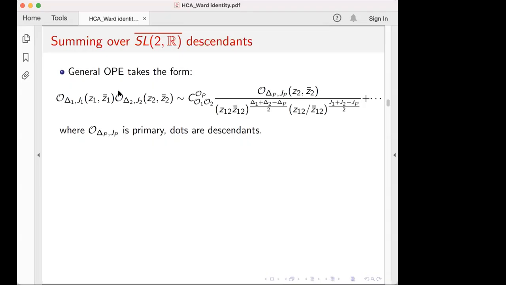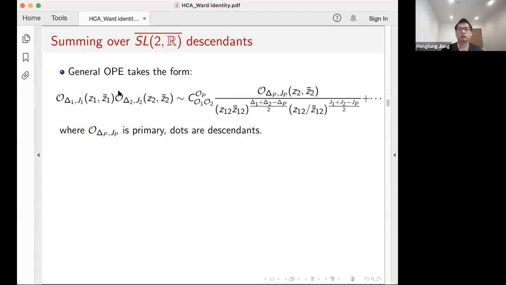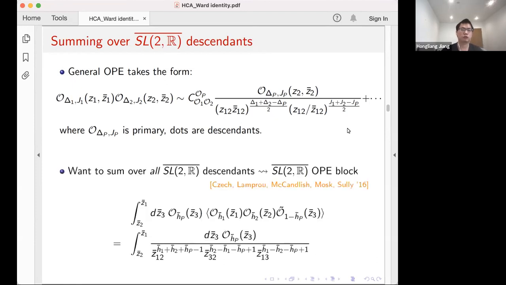In CFT, if you have two primary objects, O1, O2, then it has an operator product expansion. So we have another primary on the right-hand side and the kinematic factor, which is determined by conformal symmetry. We also have this OPE coefficient. And furthermore, we have these dots here, which are the descendants, and they are uniquely fixed by conformal symmetry.